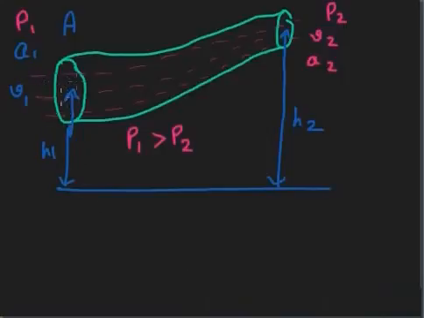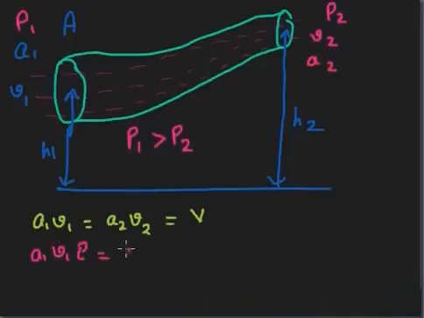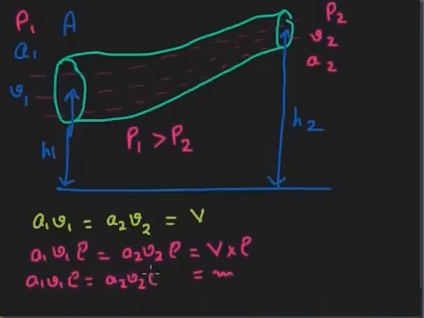As we know, the amount of water entering from here will leave from this end. According to the principle of continuity, A1 V1 will be equal to A2 V2, and this is equal to the amount of water flowing, or you can say this is the volume. If we multiply this by the density on either side, it becomes volume into density, which is the mass. It means the same amount of mass enters from one side and exits from the other side. So we write A1 V1 rho is equal to A2 V2 rho. Basically it means the volume per second always remains constant.